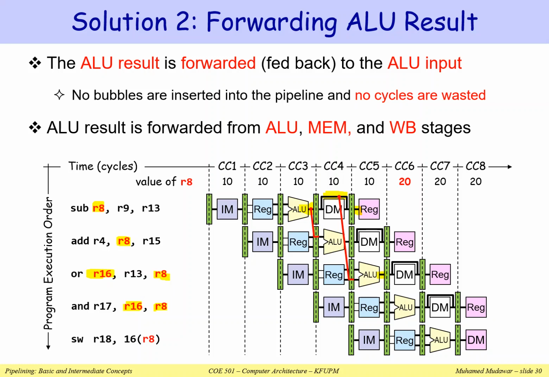So we have to do two forwardings here. We have to forward from the input of the register file to the second input of the ALU. This will be the value of R8. We also have to forward the output of the ALU, which is the value of R16, the result of the OR instruction, back to the first input of the ALU. This technique is called forwarding the ALU result. So we can see that we can forward from three different stages: the ALU stage, the memory stage, and the write back stage. These are stages 3, 4, and 5.